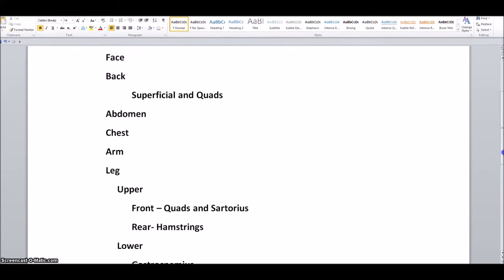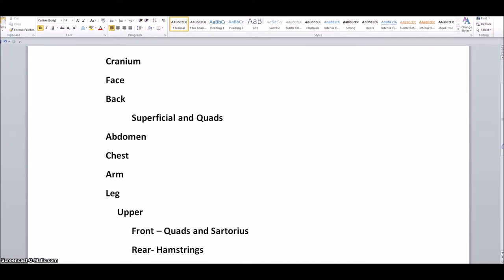Now, the three groups, the quads, there's four muscles.